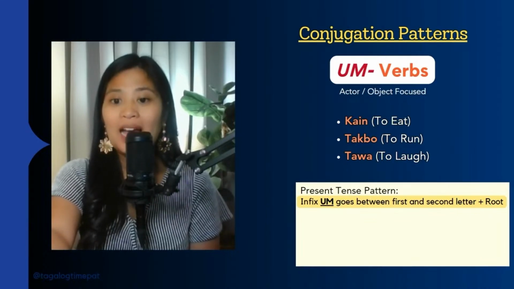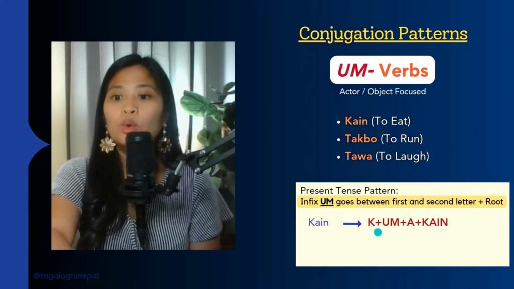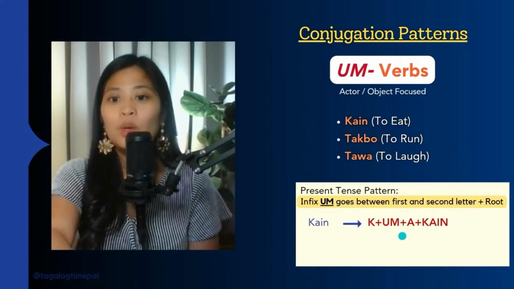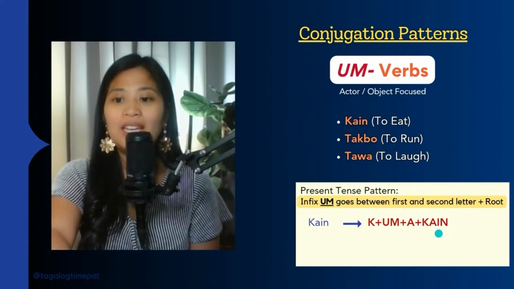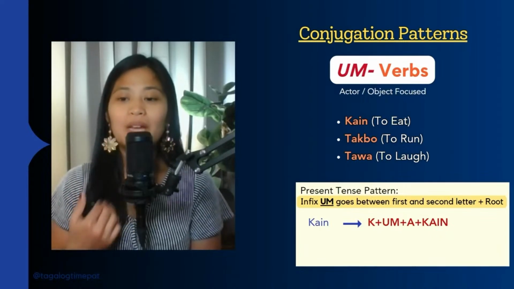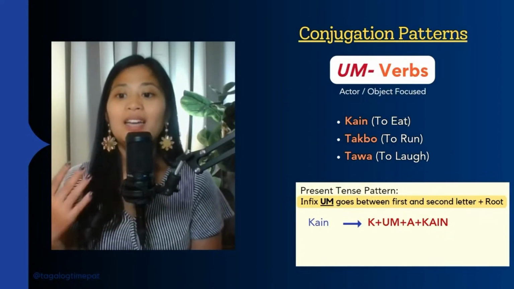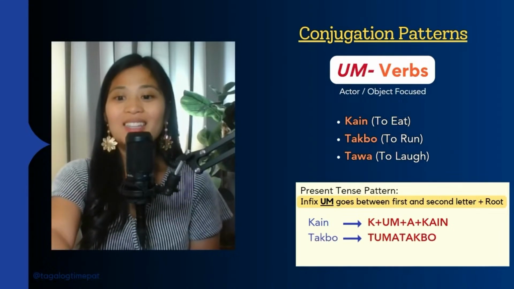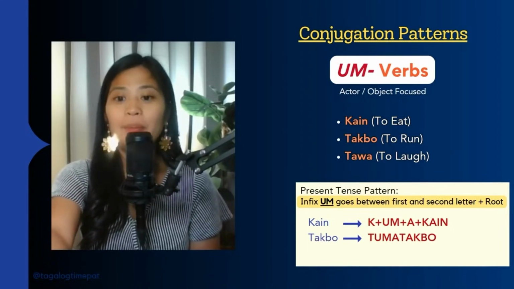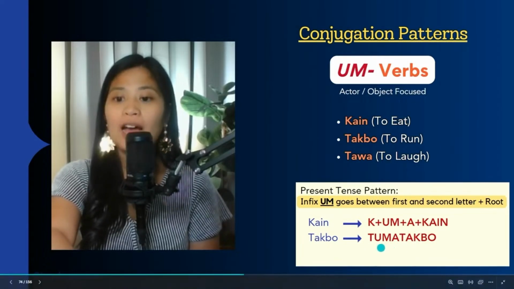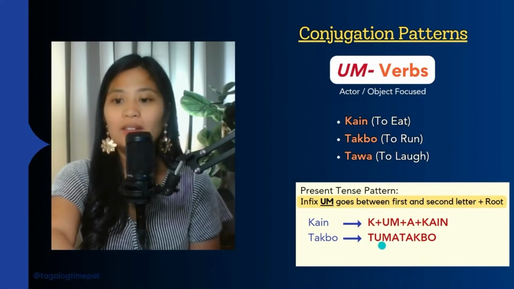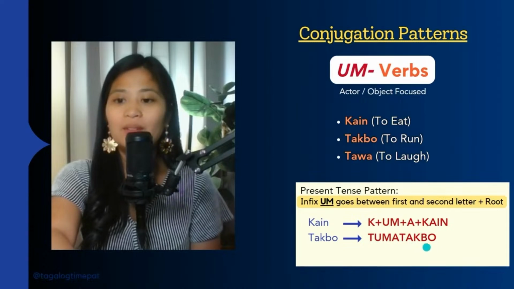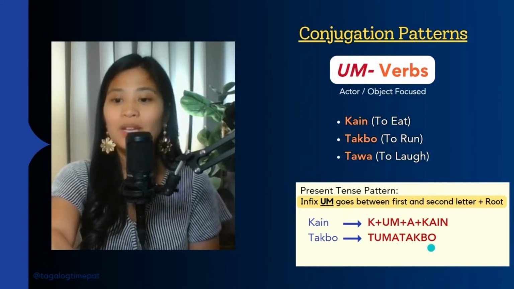So for example, kain, to eat, becomes kumakain. Um goes between the first and second letter, and then you add the root at the end. Kumakain ako. I am eating. Next, takbo means to run. In the present tense, it would be tumatakbo. Tumatakbo siya. He is running. Um goes between the first and second letter, and then it's the root at the end. You jot it down.